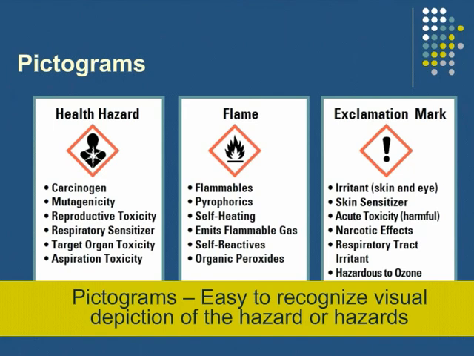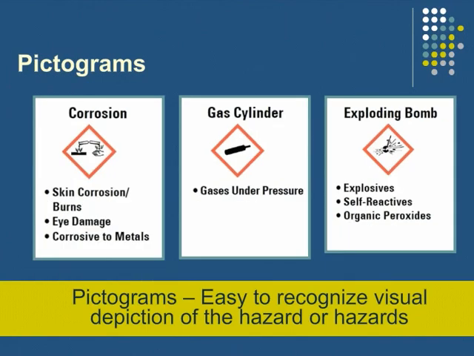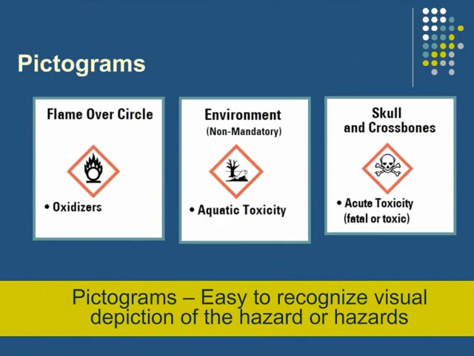The first 3 shown are health hazard, flame, and exclamation point. The second set of 3 are corrosion, gas cylinder, and exploding bomb. As you can see, the pictograms are a quick way of identifying the hazard associated with the product. The last set of 3 completes the set of 9 pictograms. Depending upon the product, you will see at least 1 and possibly more pictograms on each product label.